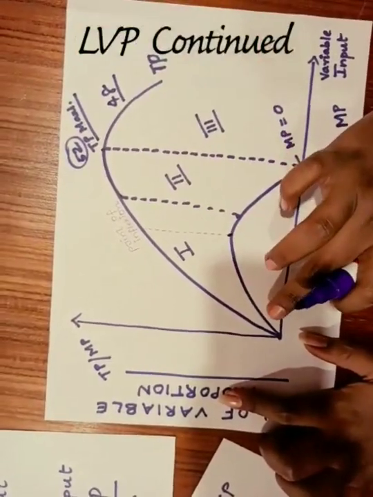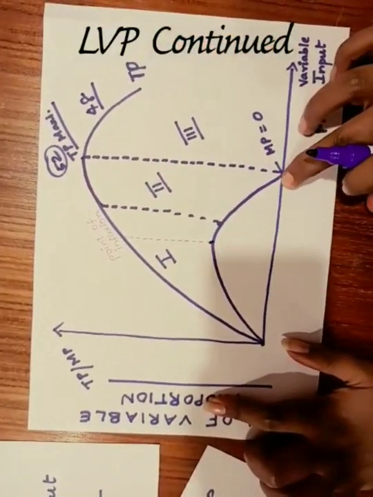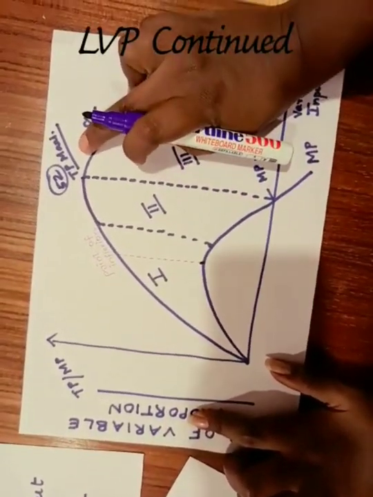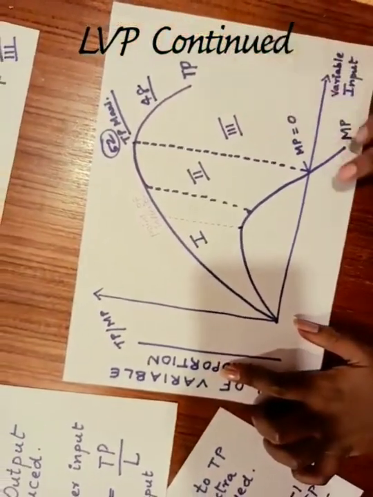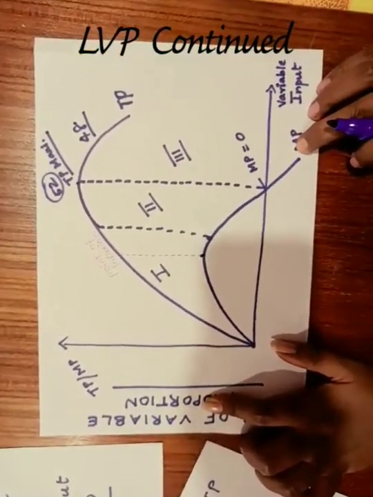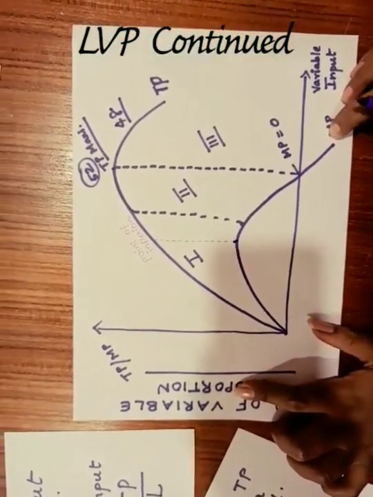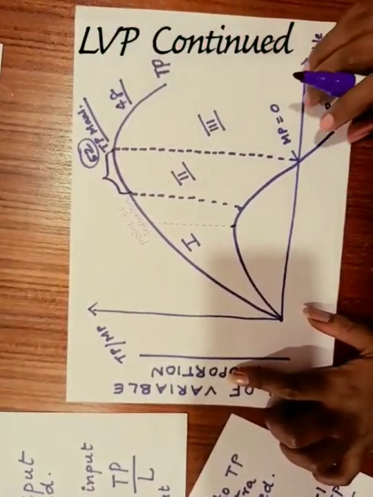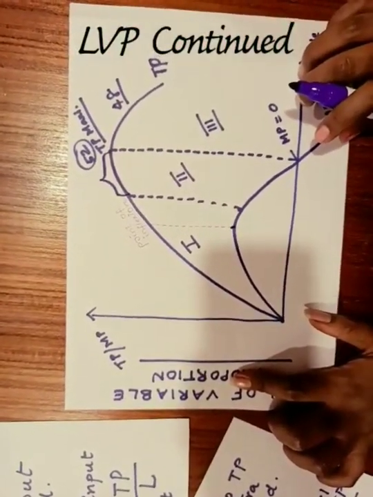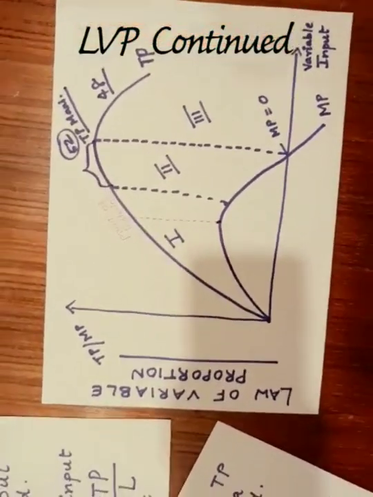When TP is increasing, MP is increasing and positive. When TP reaches maximum, MP is 0. When TP starts to fall, MP turns negative. So these are the three relationships between TP and MP. And here, see this stage alone is called the law of diminishing returns. I hope this is clear now. That is the law of variable proportion.